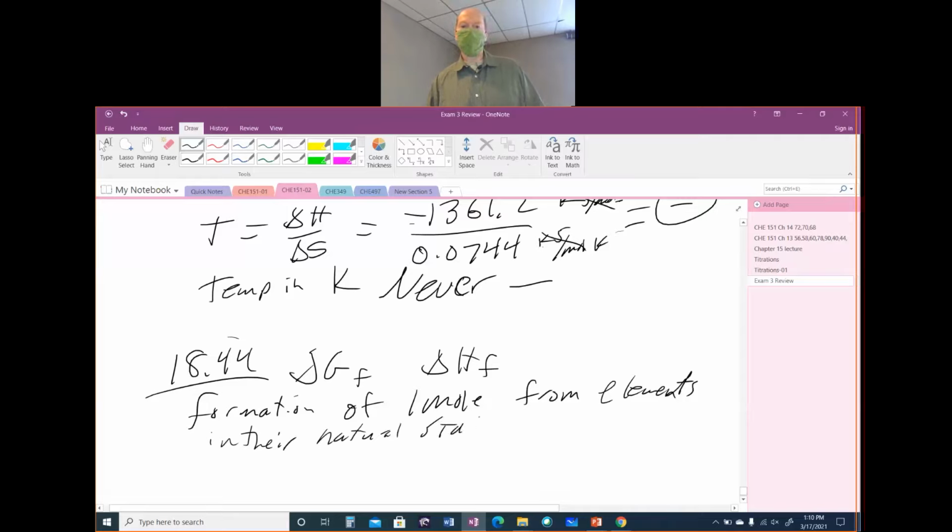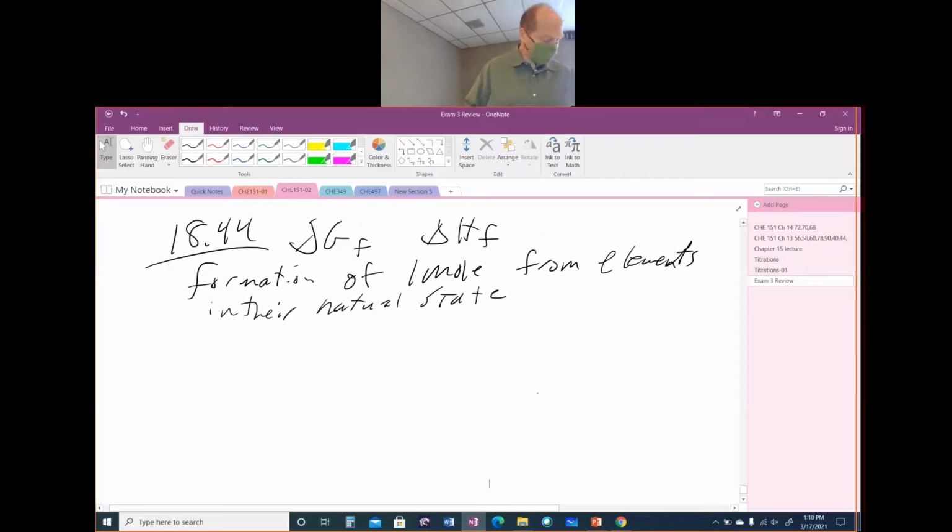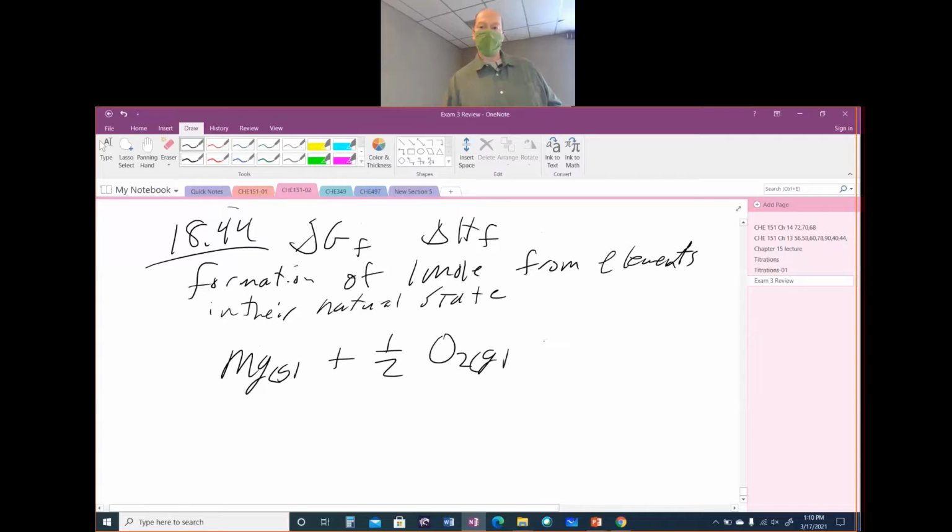And so you're going to have to use fractions, not every time, but many times you have to use fractions. All right, and so we want to make MgO solid. So we got to take Mg solid off the periodic table plus 1/2 of O2 gas off the periodic table in order to form MgO solid.